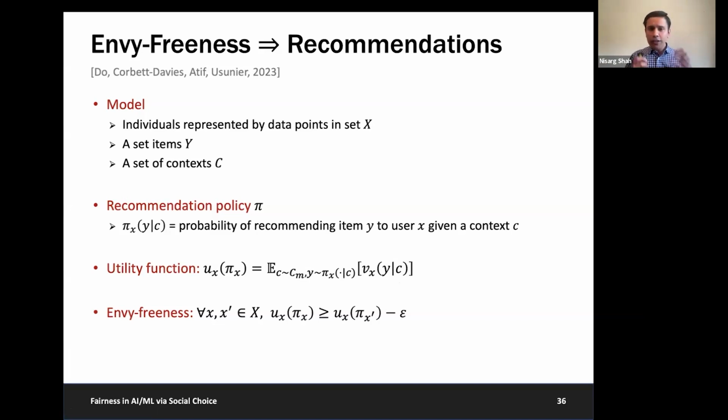And then envy-freeness, once you have defined your agents, which are the users in this case, and you have defined the utility functions of these users for the different outcomes that can happen, which are the recommendations that these users can be given, then envy-freeness is very simple. You just say that for every pair of users X and X prime, the utility that user X has for her own stochastic recommendations pi_X should be at least as much as the utility of user X for the stochastic recommendations given to user X prime, minus, let's say, some epsilon if you want to allow a little bit of flexibility.